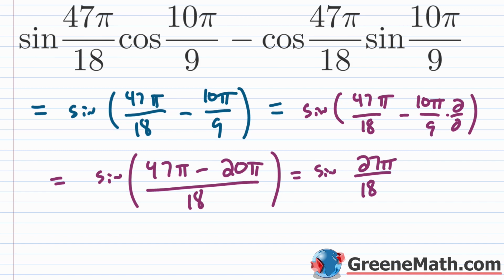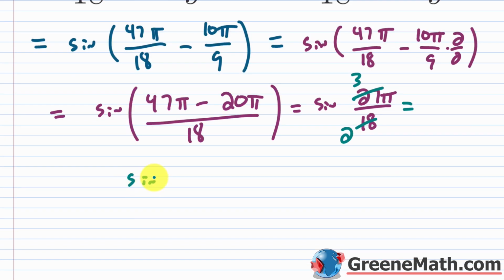And of course, each here is divisible by 9. 27 divided by 9 is 3. 18 divided by 9 is 2. So this is the sine of 3 pi over 2, or you could say the sine of 270 degrees if that's easier to remember. And this is going to be negative 1.